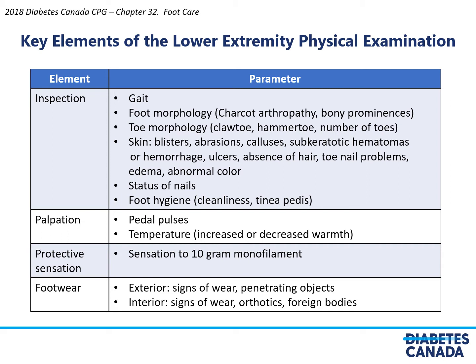With regards to the skin, are there blisters, abrasions, calluses, subkeratotic hematomas, or hemorrhages? Are there ulcers? Is there absence of hair? Are there any nail issues? Specifically, are there ingrowing nails? Is there lower extremity edema? What is the color of the skin? Is it ghostly white, or is there evidence of dependent rubor?